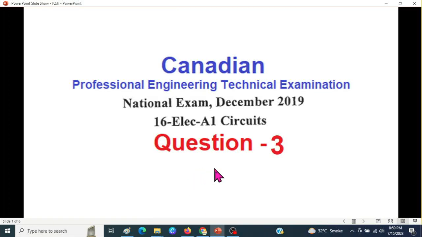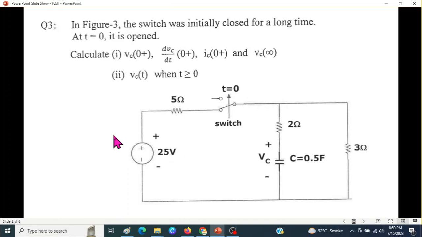Bismillahirrahmanirrahim. This is the third question from the December 2019 exam of Canadian Professional Engineering Technical. Let's see what the question is. This is the circuit given.